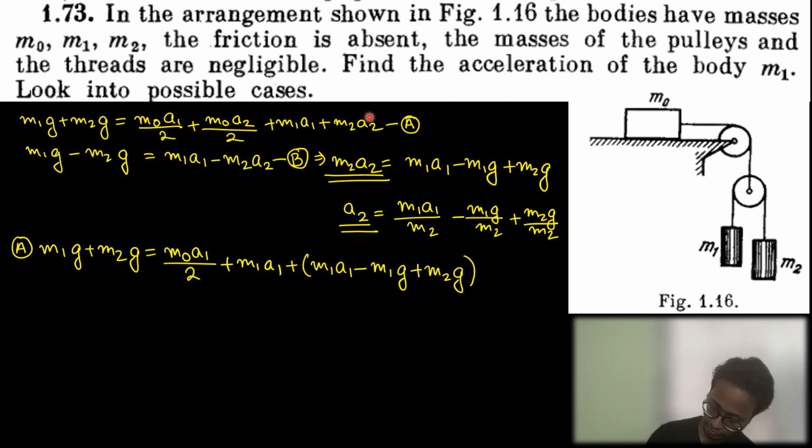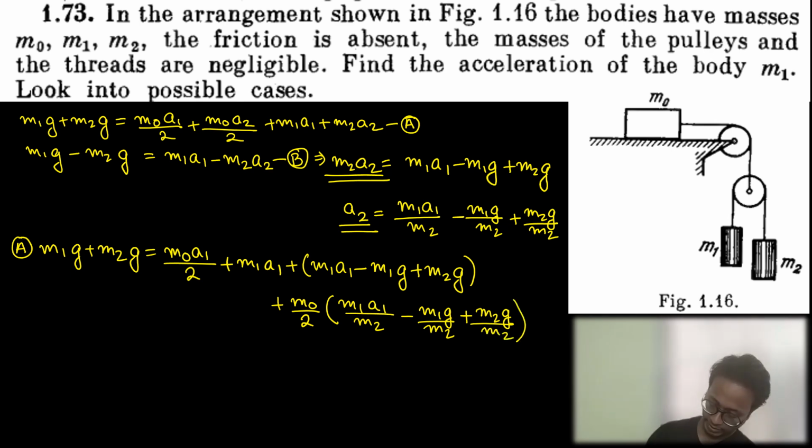Okay, so this value is done, plus m naught a2 by 2. Plus m naught by 2, and what's the value of a2? The value of a2 is m1 a1 by m2 minus m1g by m2 plus m2g by m2. Okay, so this is the thing that has been done. Now let us simplify the equation. See, out here plus m2g on the right hand side and plus m2g on the left hand side would get cancelled. So let's cancel them.